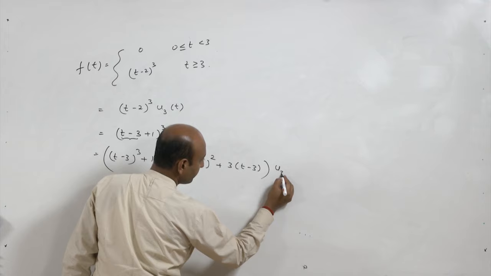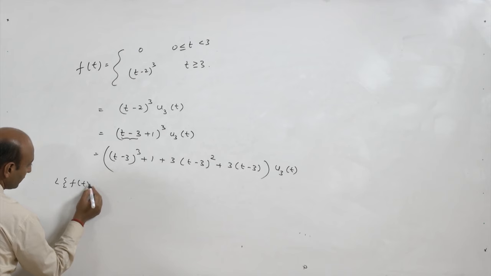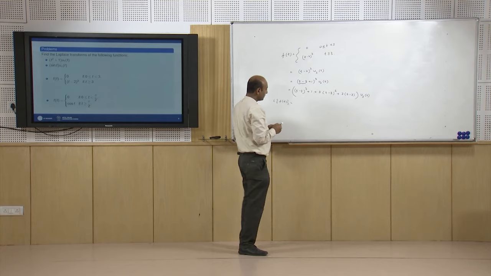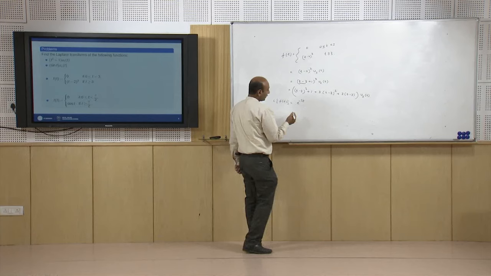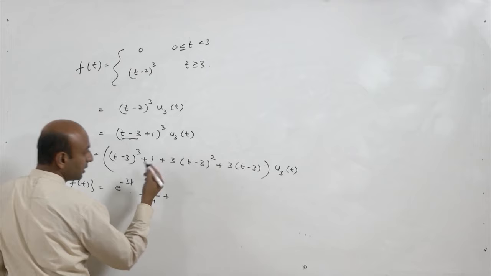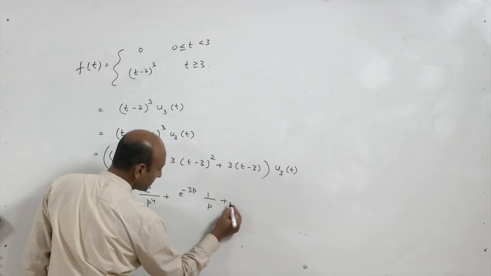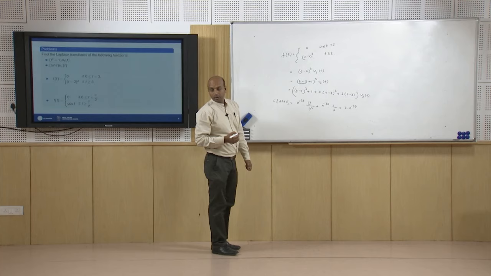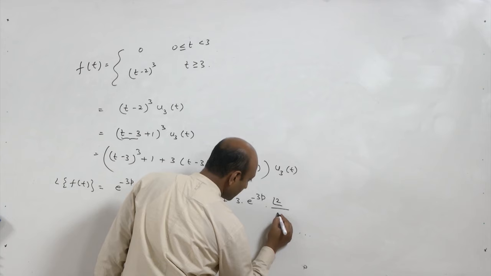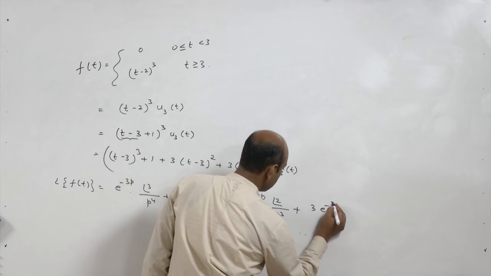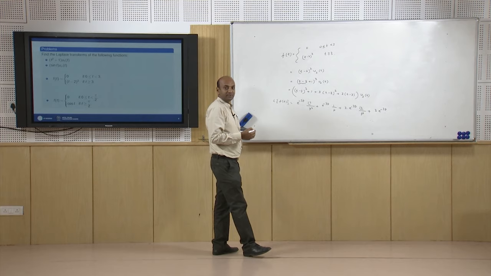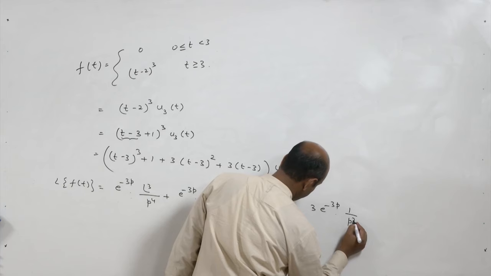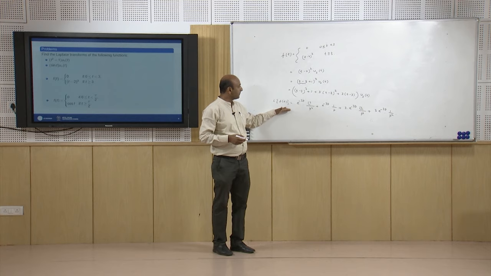Now the Laplace transform of this function f(t) will be nothing but the Laplace transform of this into this, which is e power minus ap, a is 3, so e power minus 3p, and t cube is factorial 3 upon p power 4, plus 1, which is e power minus 3p into 1 by p, plus 3 into e power minus 3p into (t minus 3) whole square, which is factorial 2 upon p cube, plus 3 into e power minus 3p. Again, t minus 3, f(t) is t, the Laplace transform of t is 1 by p square. So that is how, now we can simplify this, and that will be the Laplace transform of this function.